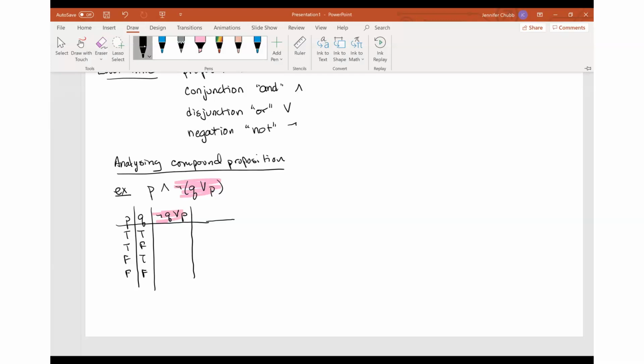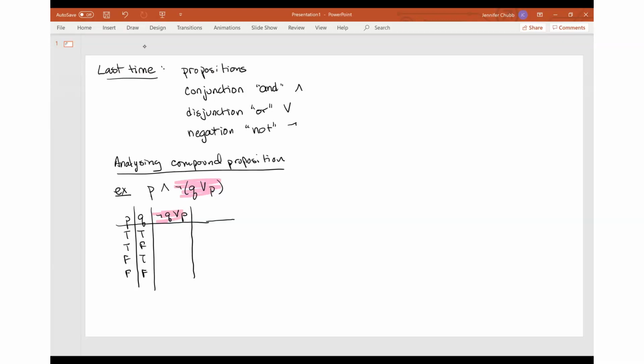Because I see that the big picture is that we have these two things anded together. We have these two conjuncts. One of the conjuncts already appears over here. It's just P by itself. And the other conjunct I'm putting as its own column. You could break this down even a little bit further.